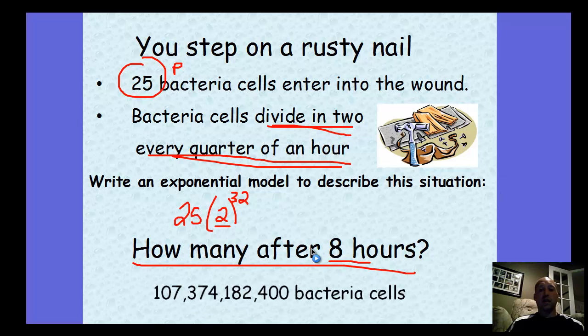And so if you actually plug that in, you'd find this many cells. That's what, 107,374,182,400 bacteria cells in 8 hours. So you can see how fast infections can start.